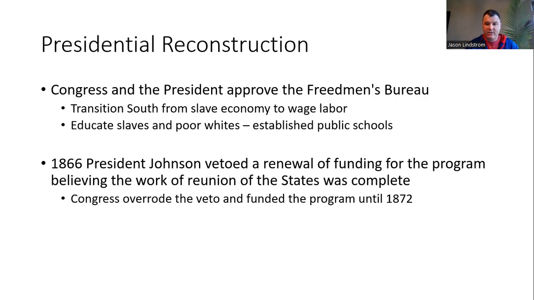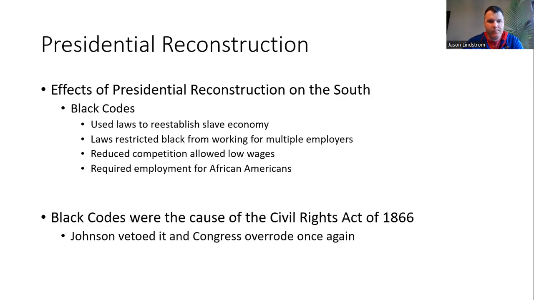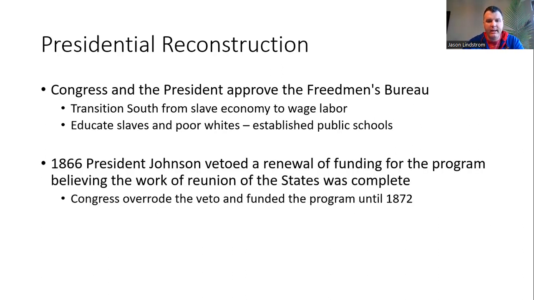In 1866, Johnson vetoes the renewal of the funding for the program. Again, he thinks that we're all done, and Congress overrides that veto. We move forward from there. They override this veto and they fund the program until 1872 when the Freedmen's Bureau goes away.